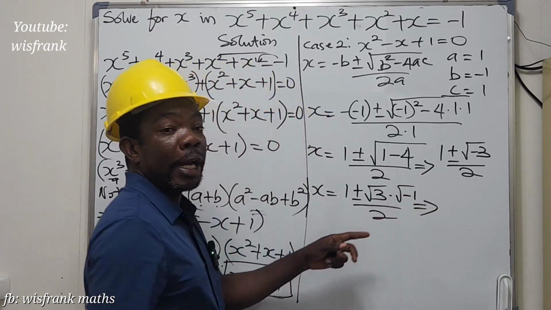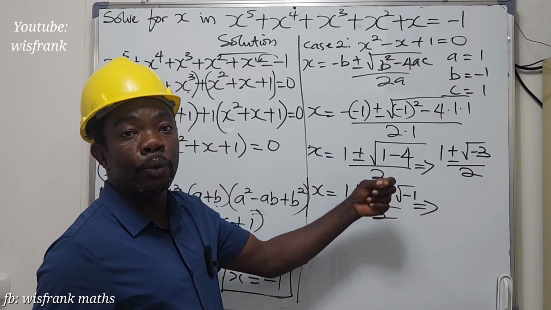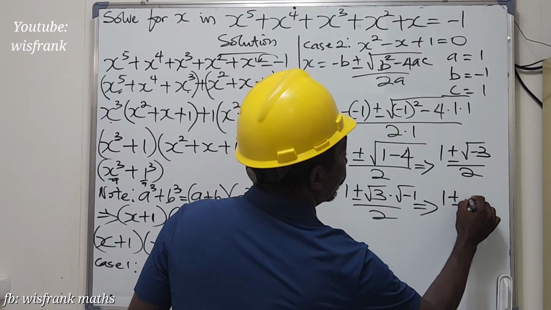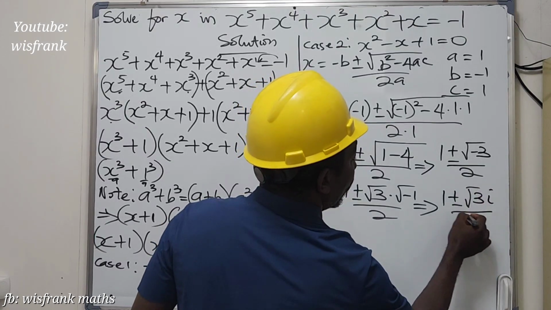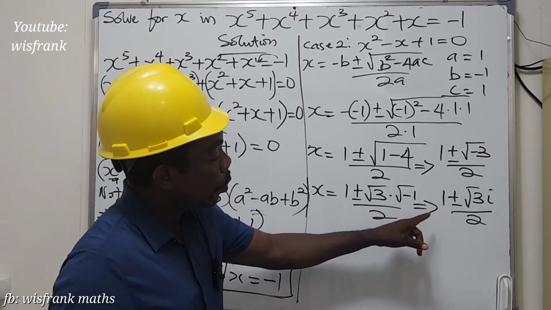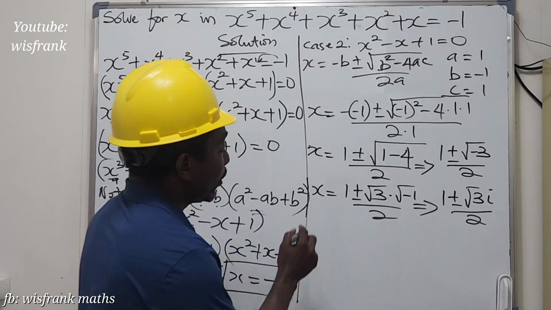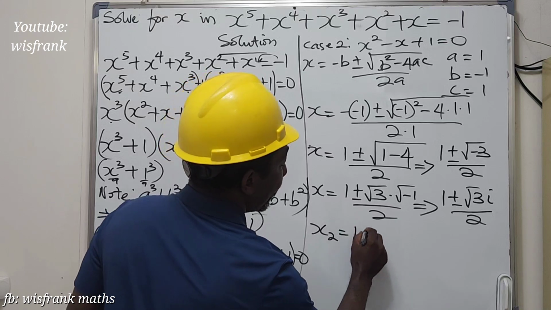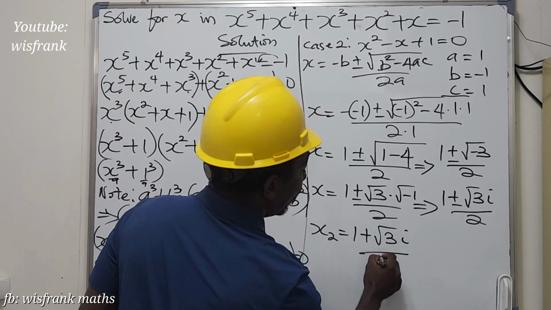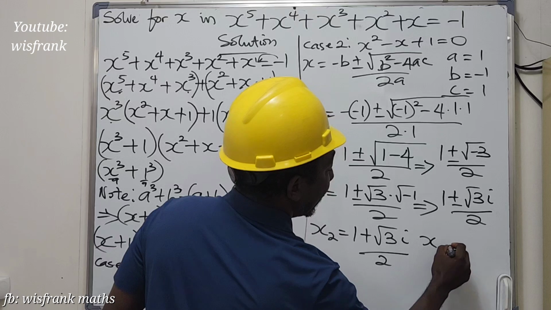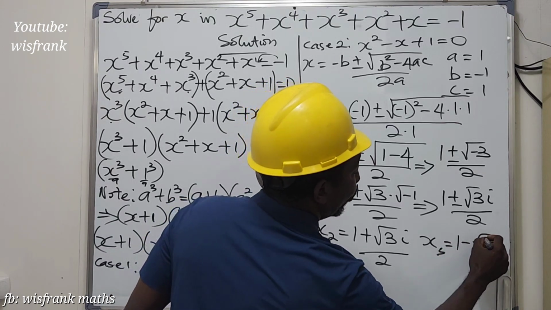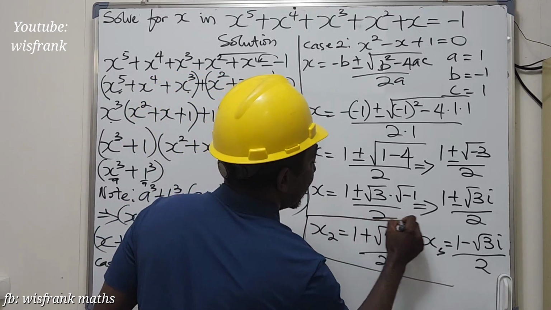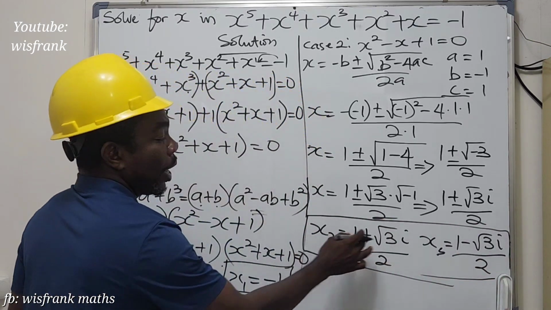So we all know that root minus 1 is i, which is iota. Substituting that in, we have 1 plus or minus root 3i all over 2. So in this case, we have two solutions from this. The first was x1, so our x2 is going to be 1 plus root 3i all over 2, and our x3 equals 1 minus root 3i all over 2. So these are the second values of x that we have, which are x2 and x3.